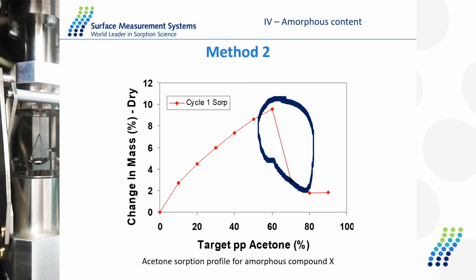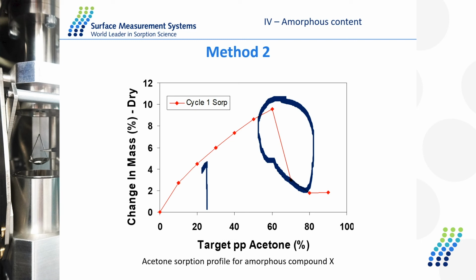So how are we going to complete this study? We're going to do 2 stages, and we are going to identify specific partial pressures that allow us to do the calculation. The first partial pressure that we're going to pick is 30%, right here.